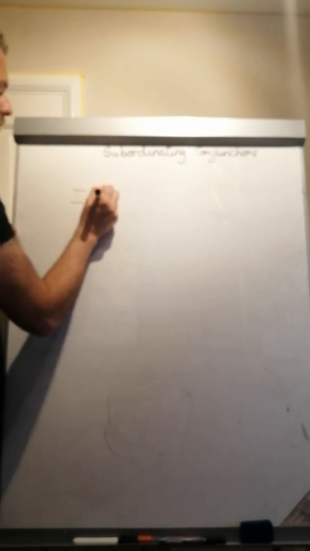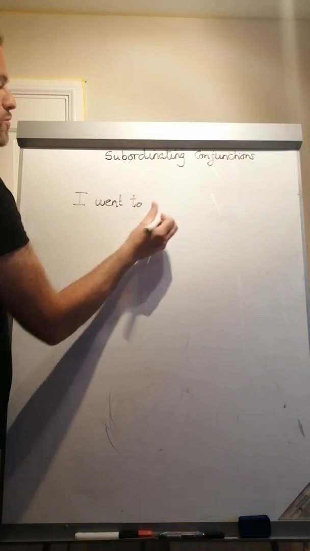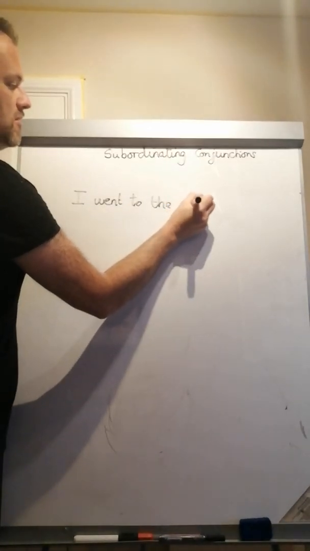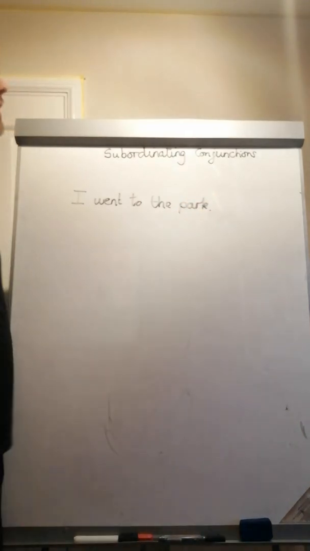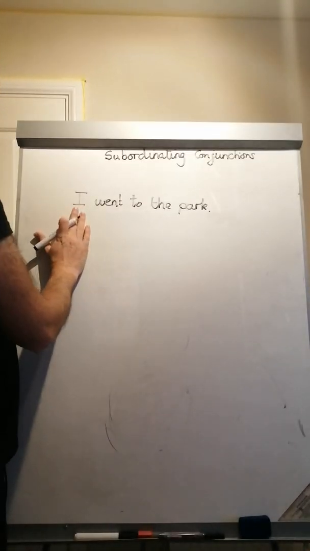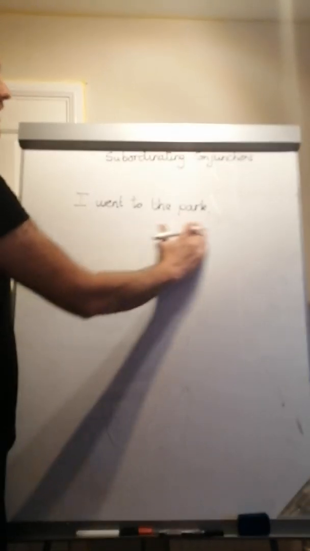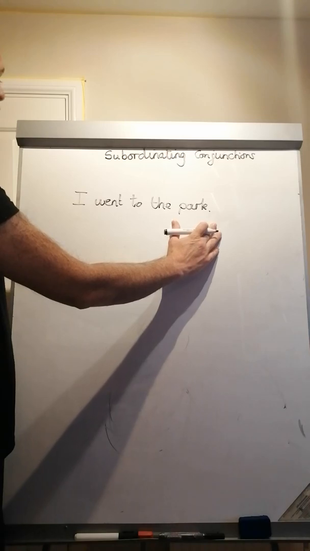Okay, so last week you were looking at coordinating conjunctions. So let's just go over that quickly. Let's start with a nice simple sentence. I went to the park. Okay, this is a simple sentence. It has a capital letter at the start. It has a full stop at the end. It's pretty simple.